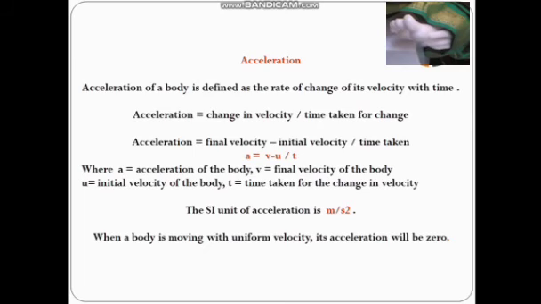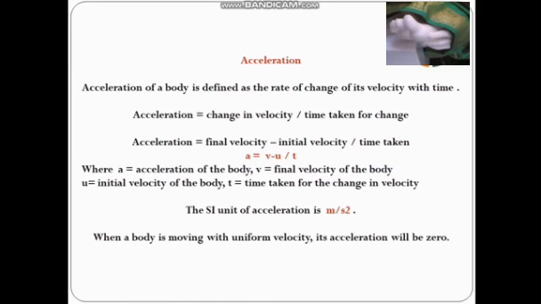This change of velocities can be measured with a physical quantity called acceleration. Acceleration is calculated by the formula change in velocity divided by time taken. Change in velocity we can calculate as v minus u, that is, the difference between final velocity and initial velocity. So we can define acceleration as the rate of change of velocity.